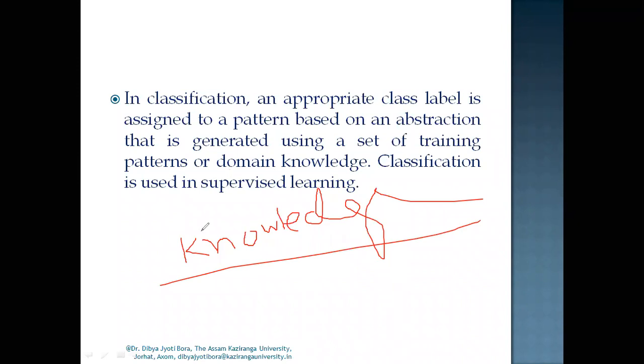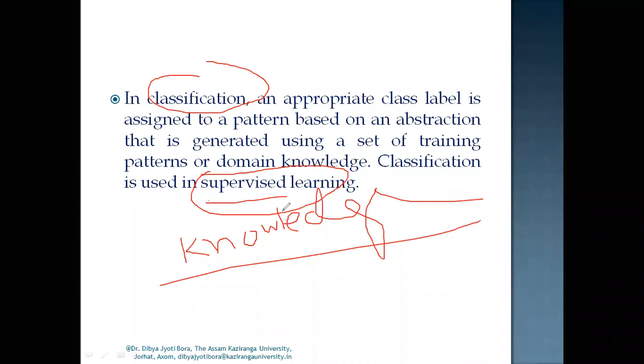Then some new data come, and new data here means a pattern. Our task is to label them with the help of that training data. And the whole process is known as classification. And this classification falls under what type of machine learning technique? That is supervised learning. Classification supervised learning ke andar aata hai. Kyun? Because yahan pe ek supervisor hai.